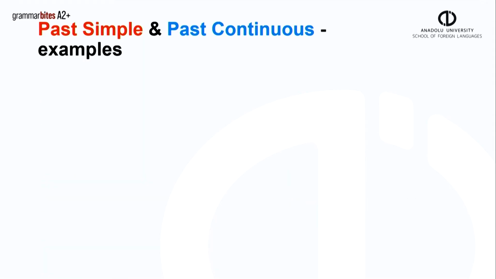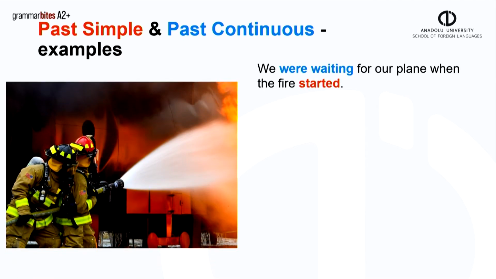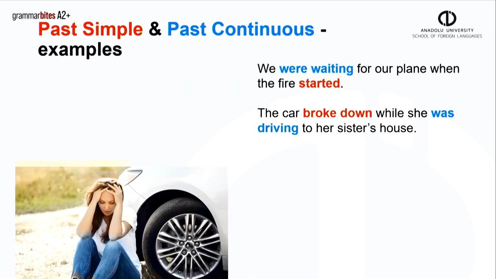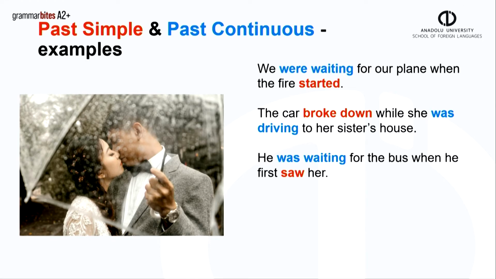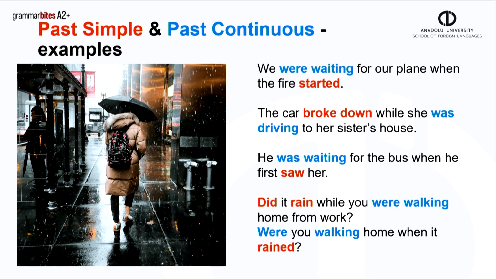We use the past simple and past continuous together to show where a background action was interrupted by another. Here are some examples. We were waiting for our plane when the fire started. The car broke down while she was driving to her sister's house. He was waiting for the bus when he first saw her. Did it rain while you were walking home from work? Were you walking home when it rained?